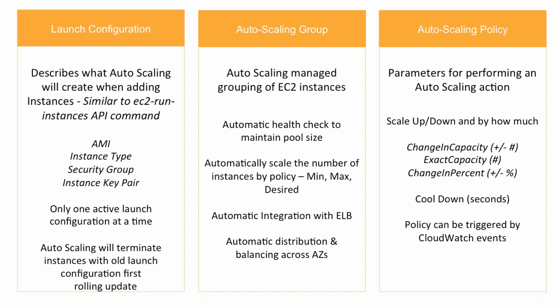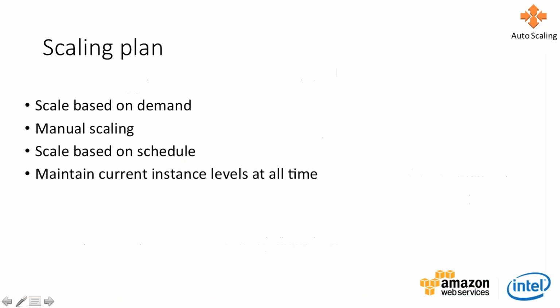This auto-scaling group has an automatic integration with Elastic Load Balancer, which means that when instances are spun up, they get automatically added to the load balancer, and the load balancer starts serving traffic to them if they are healthy. You have auto-scaling policies. These are the scale up and scale down actions, and a cool down period where you don't want any scaling action to happen. There are also different scaling plans you can do.